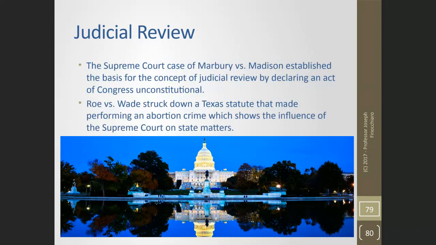The Supreme Court case of Marbury versus Madison established the basis for the concept of judicial review by declaring an act of Congress unconstitutional. Roe versus Wade struck down a Texas statute that made performing an abortion a crime, which shows the influence of the Supreme Court on state matters.